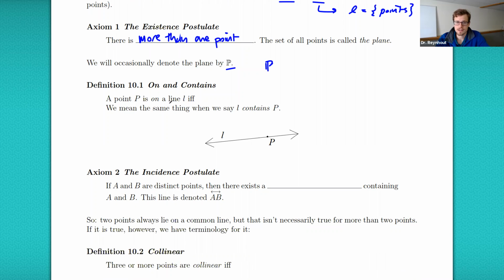All right, our first definition. A point is on a line L if and only if that is a point in the set of points called the line. So L is a set, so P is on the line if P is in the line, right? It's in the set of points. We can also say that L contains P. That would be the same thing. P is on a line L, L contains P. Same thing. So here is a line L. Remember, lines go on infinitely in both directions, and here's our point P on the line.